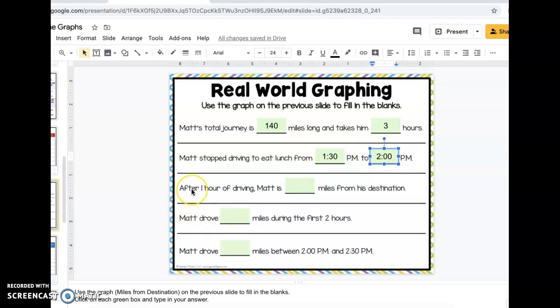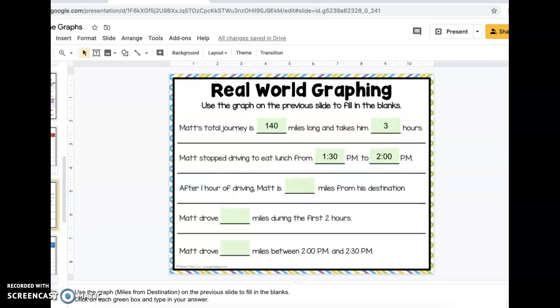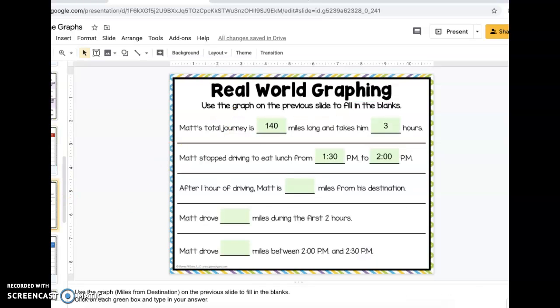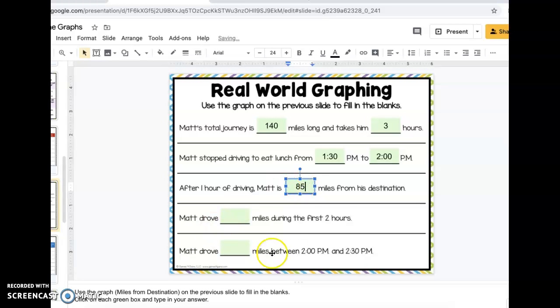After 1 hour of driving, Matt is blank from his destination. Okay, so the question says after 1 hour of driving, Matt is blank miles from his destination. So he started at 12, and this is 12:30. This is 1 o'clock. That's a whole hour. He is 85 miles from his destination after 1 hour passed.